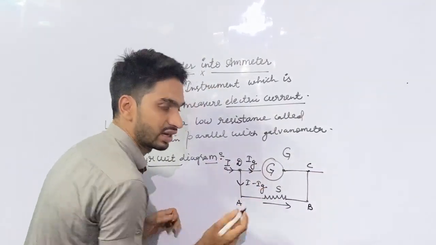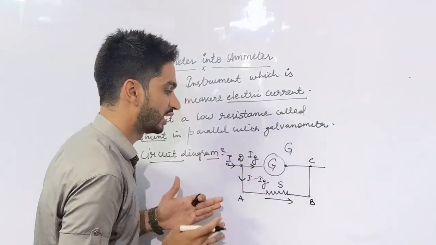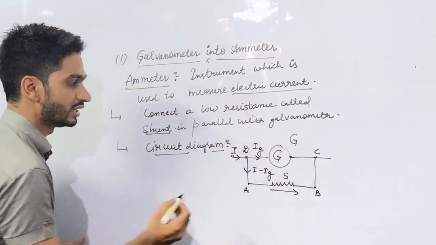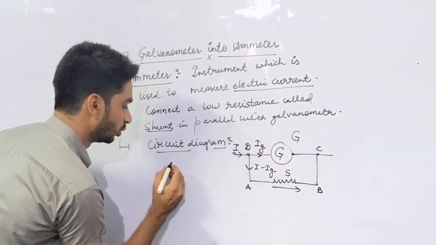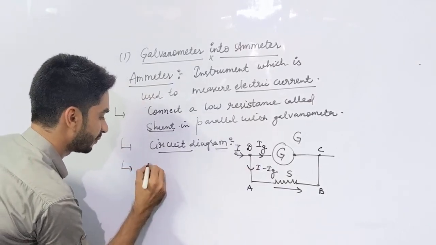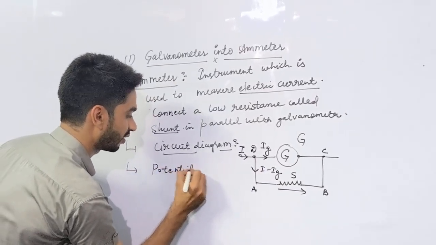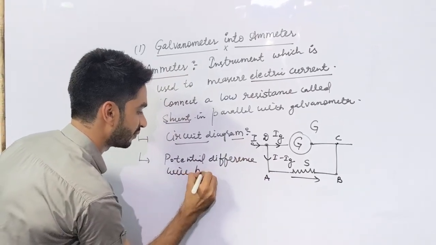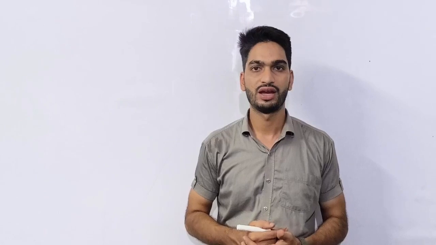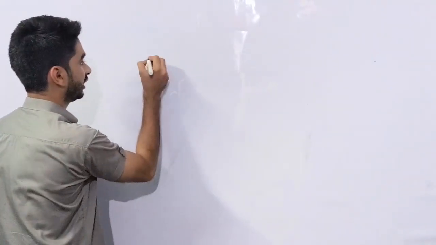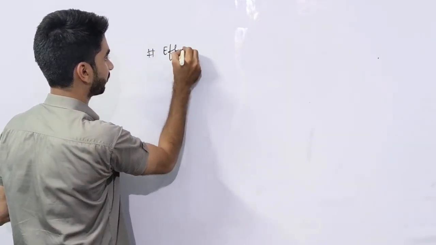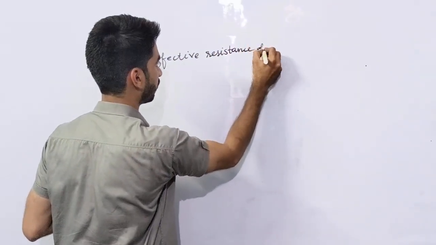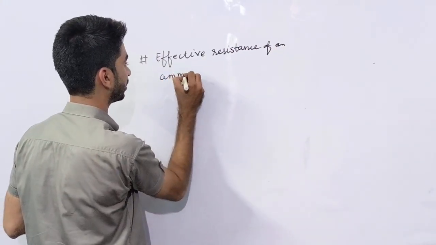Now, since both of them are connected in parallel, we have to find a formula by which we can calculate the range of the ammeter here. Since they are connected in parallel, the potential difference will be the same. Okay, so now we will understand the effective resistance of the ammeter. The effective resistance of an ammeter we will calculate.